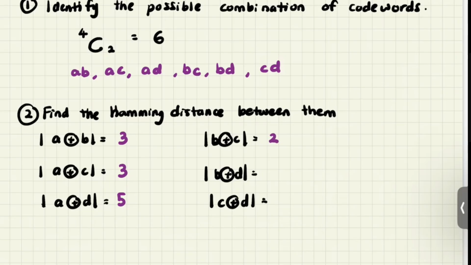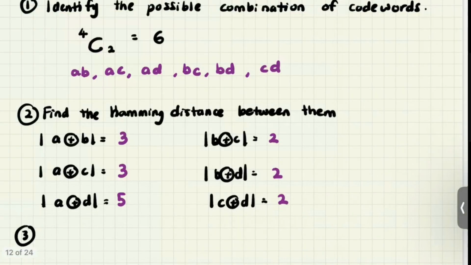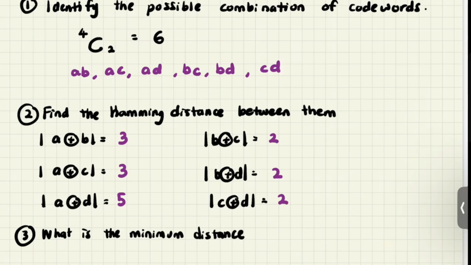Okay, BC is 2. BD is 2. And CD is also 2. So next, what is the smallest distance? The question asks you for the minimum distance. So what is the minimum distance? The answer will be 2.